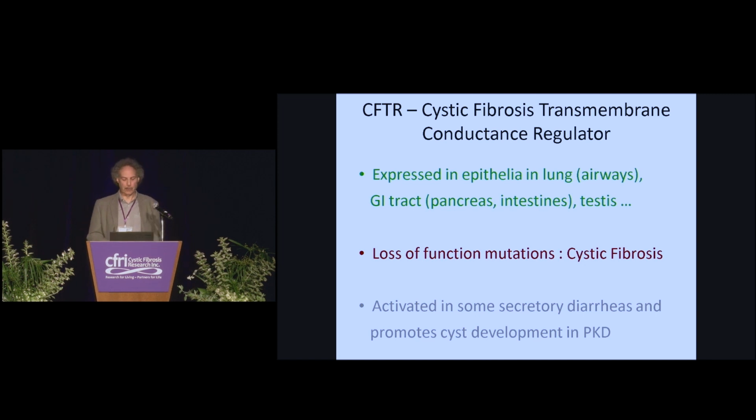CFTR is expressed in the lung, in the airways, pancreas, intestines, testis, and many other tissues. And as you know, loss of function mutations produce CF. And now there are more than 2,000 loss of function mutations. What you may not know is that CFTR is activated in some secretory diarrheas, and it promotes cyst development in polycystic kidney disease.